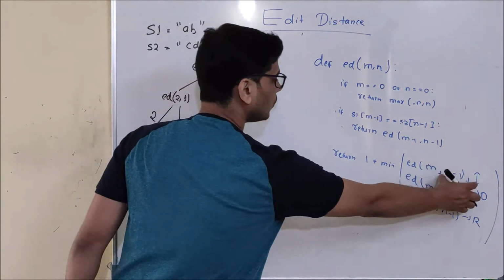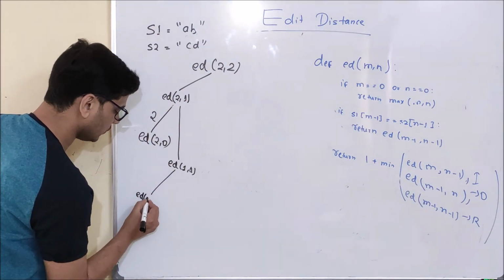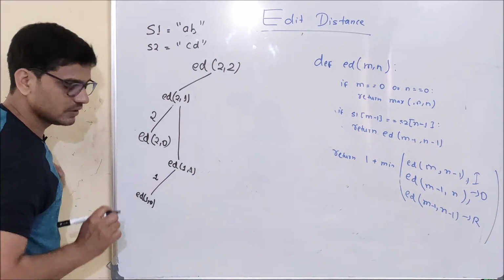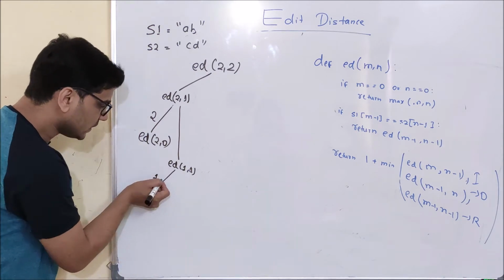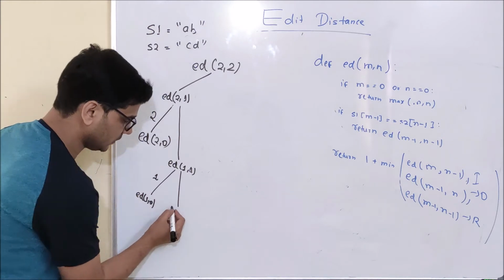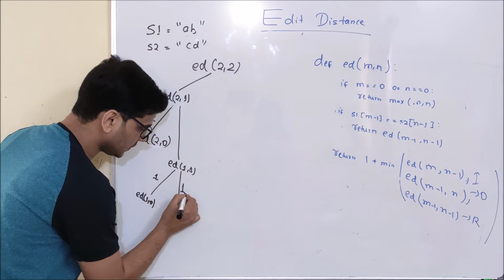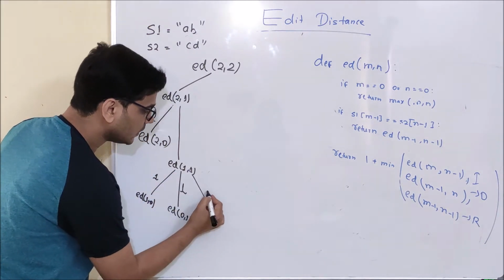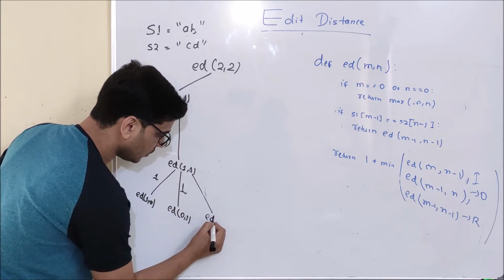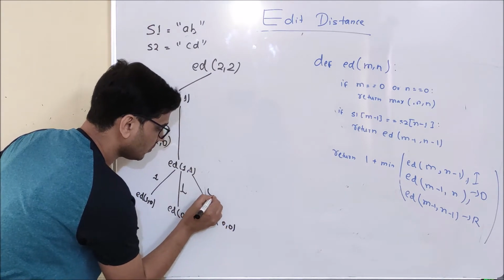First of all, it will perform insertion. When it performs insertion, it will make a function call to ed of 1, 0. Then from here, 1 will be returned as n is equal to 0. Once it has the answer of this part, it is going to make a function call for the deletion. Deletion will make a function call to 0, 1 and it will also return 1 from here. Then substitution, so ed of m minus 1, n minus 1. So 0, 0 will be called. From here 0 will be returned.